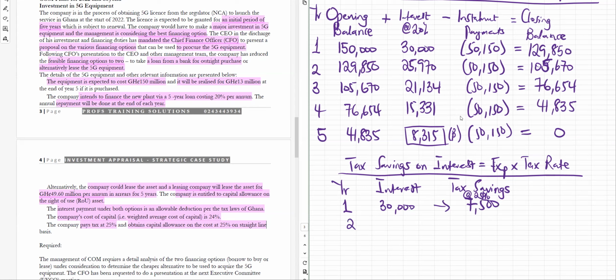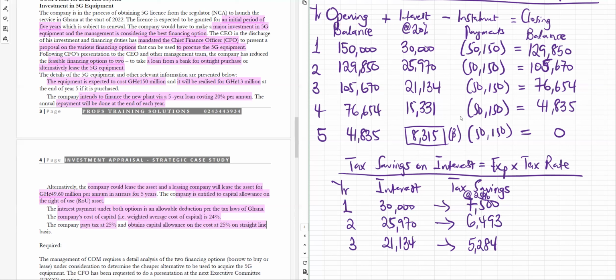We go to the second year, our interest was 25,970. We save tax at 25% again, and that gives us 6,493. Go to year three. Our interest was 21,134. We save tax at 25% again, and that is 5,284.